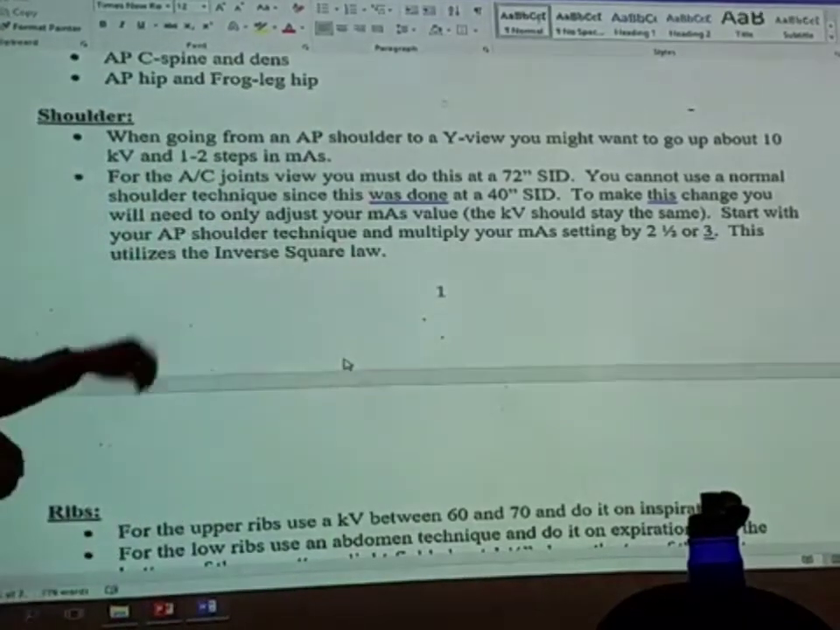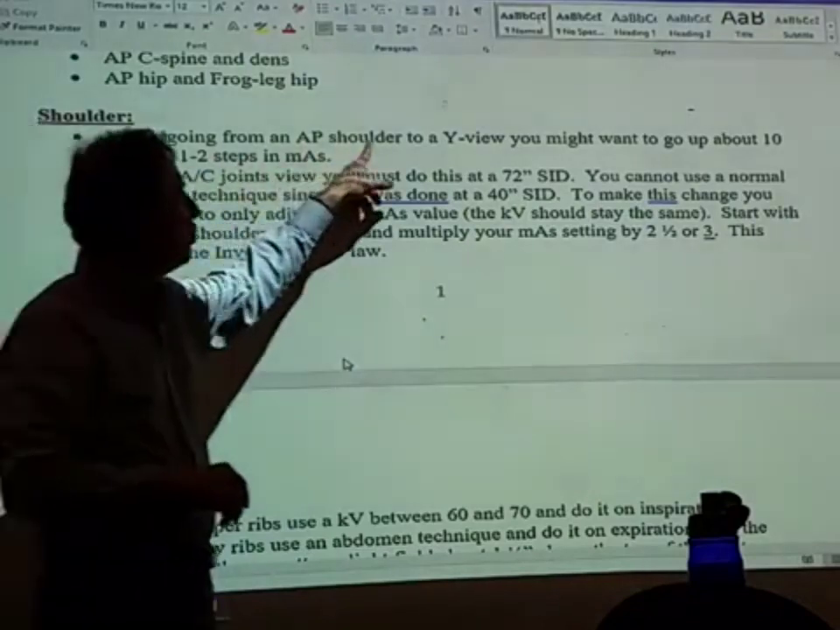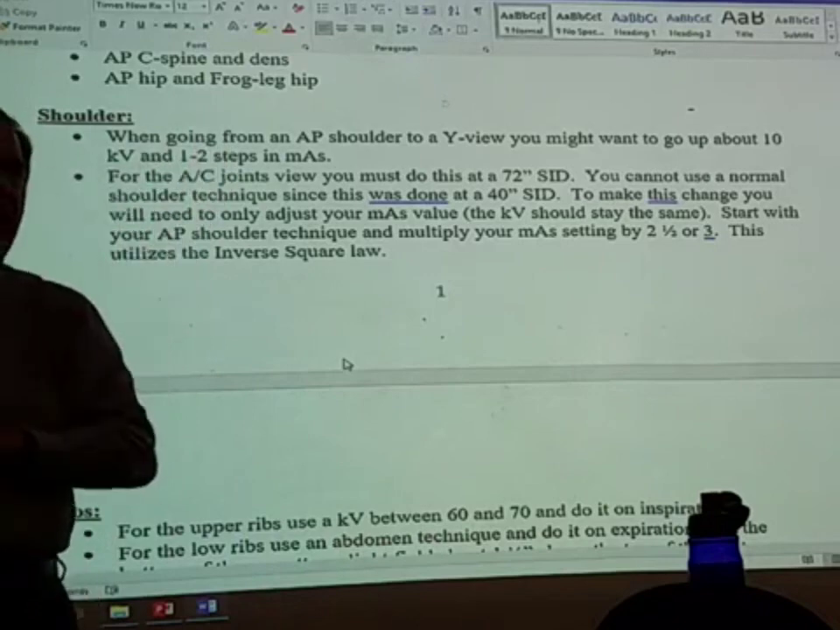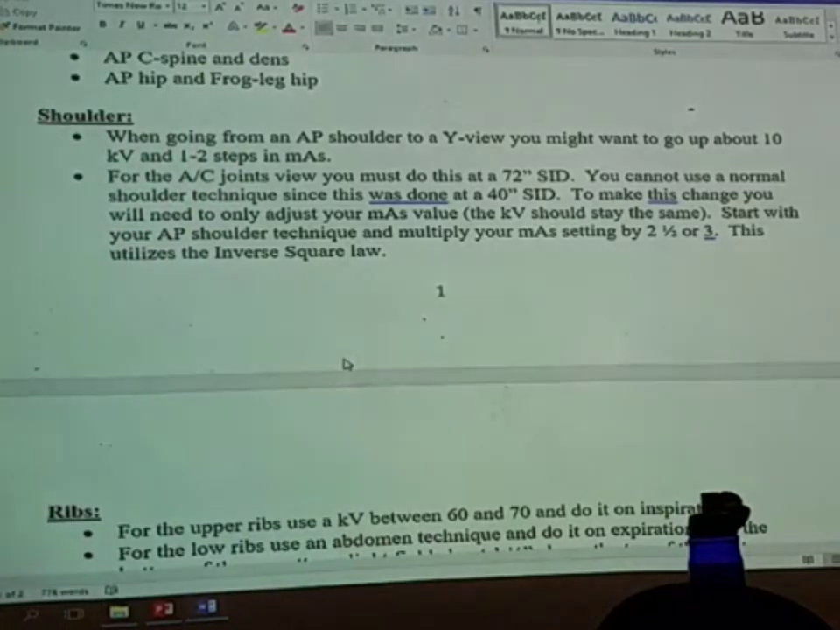Again, it's just a rough idea. But from your AP shoulder technique, you might want to go up about 10 kV and maybe a step or two in mass, and that should probably get you in the neighborhood. A lot of times people will say, oh, it's grainy or whatever. Well, they used AEC, and again, you have to be really good with your positioning to do it. Sometimes if you have an idea what to set, that might be the better idea.